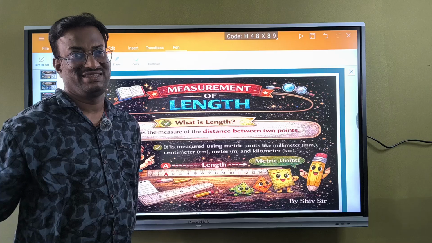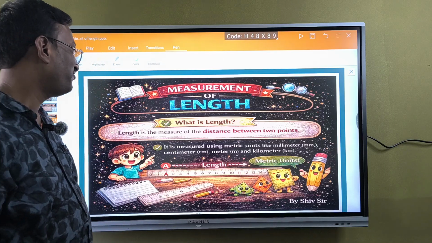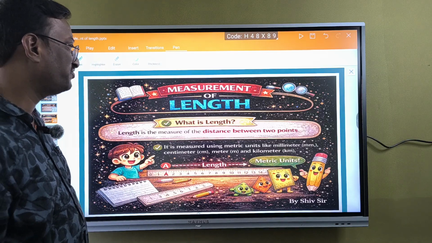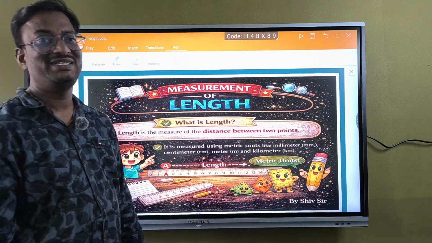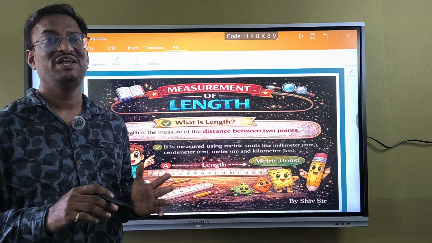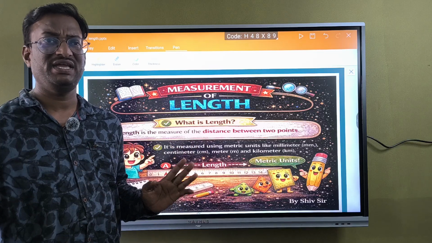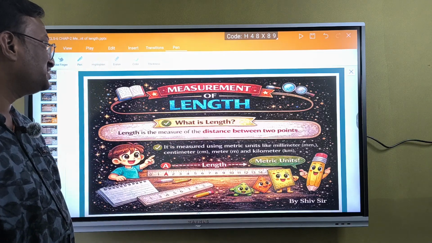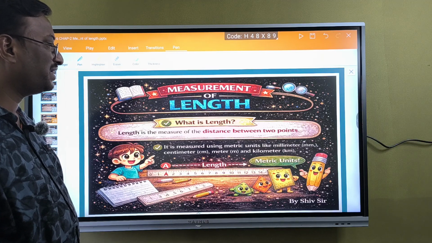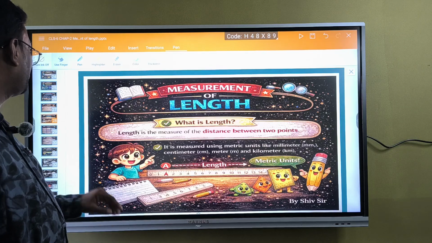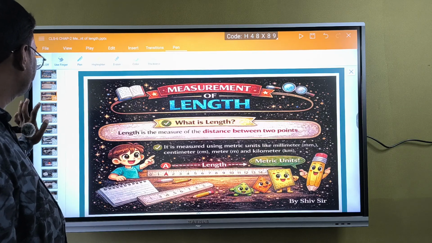Next, what is length? There is a definition of length. Length is the measure of distance between 2 points. It is a measure of distance between any 2 points. It is measured using metric units like millimeter, centimeter, meter and kilometer. They are called metric units, right?